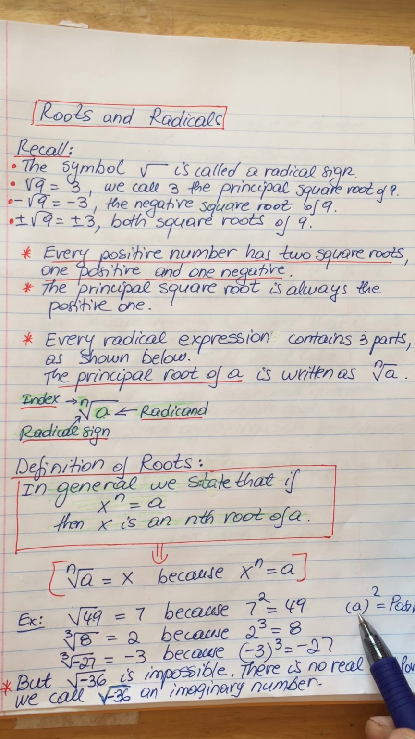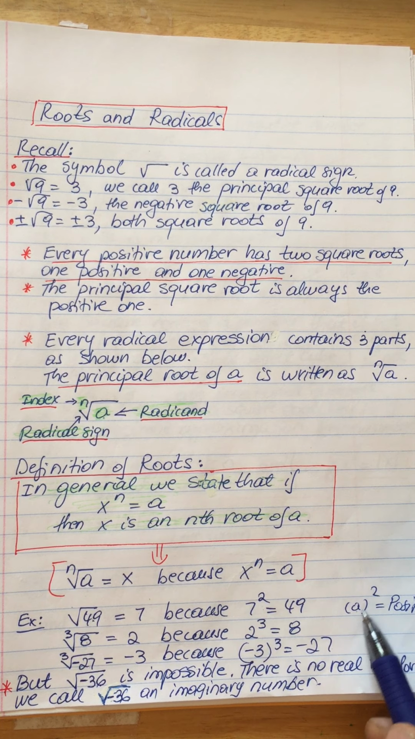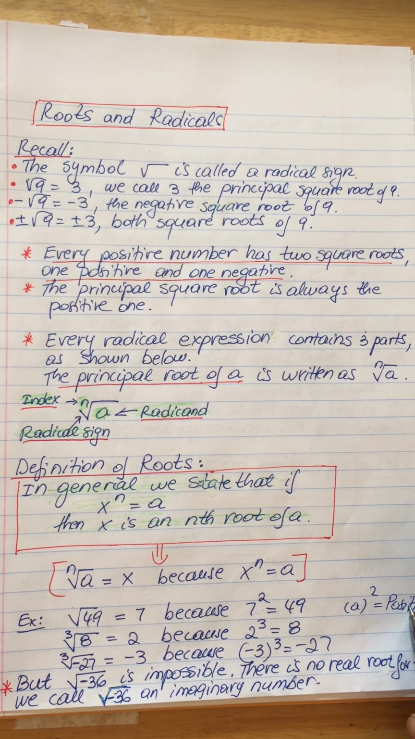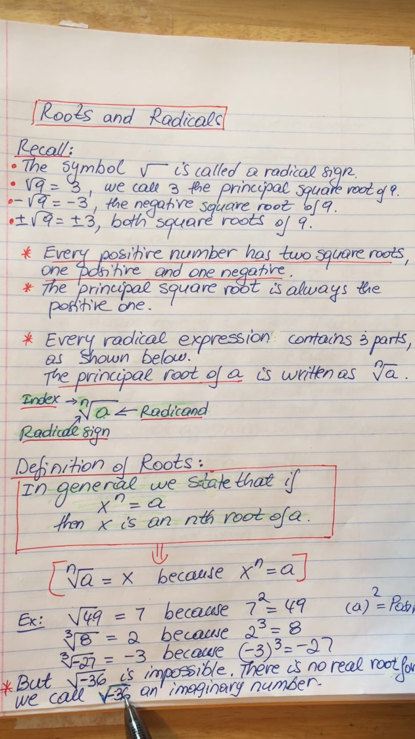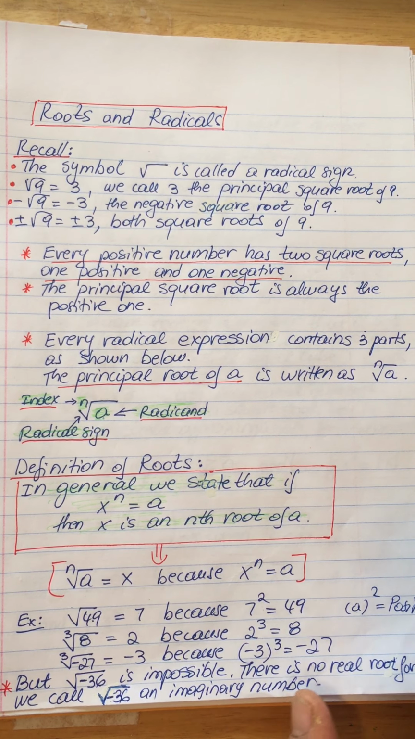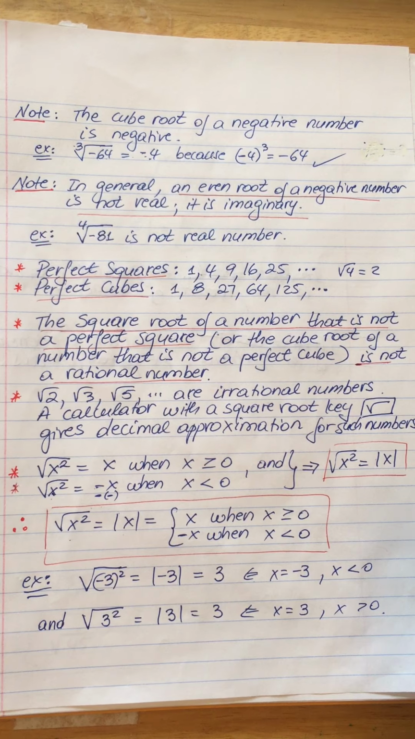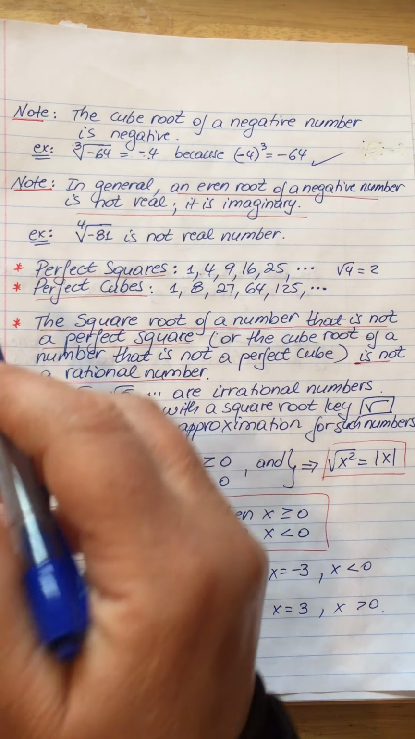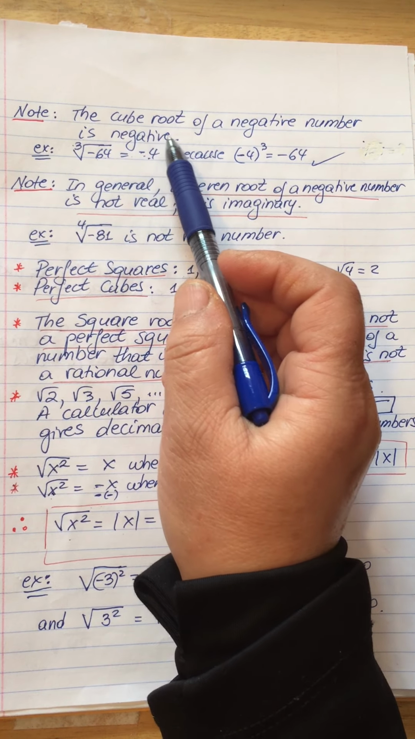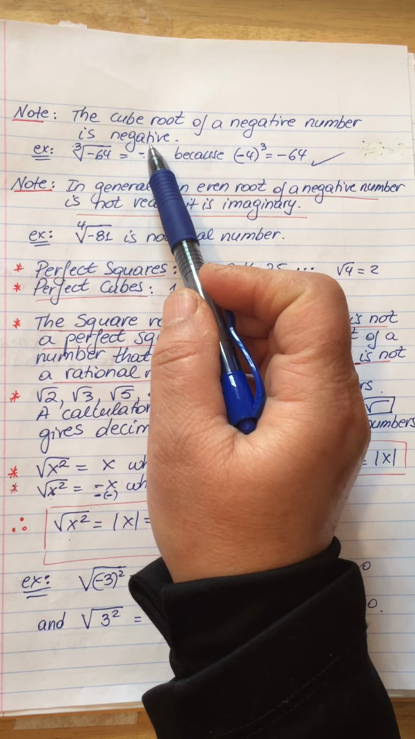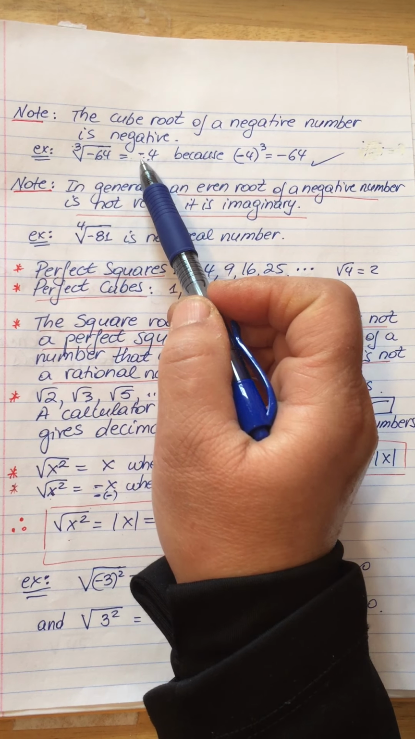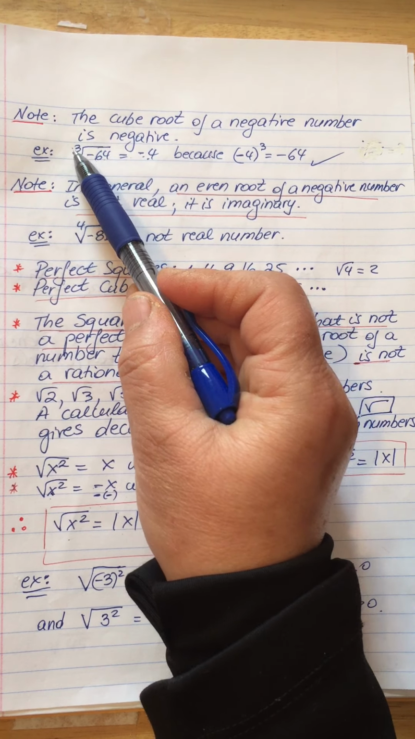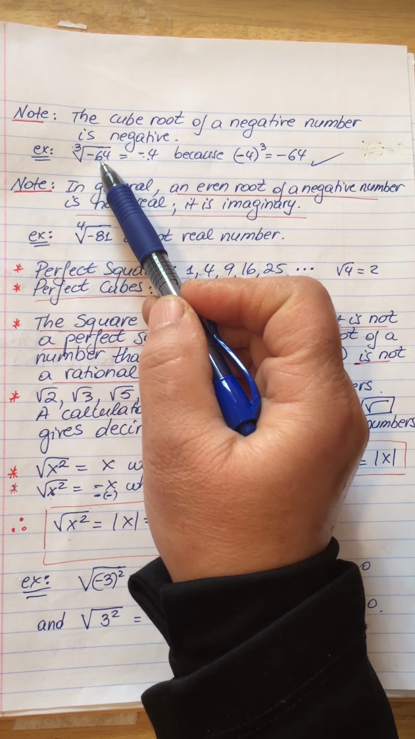For example, if a is a real number and we square this number, we'll always get a positive result. We never get a negative result as negative 36 is. So we call the square root of negative 36 an imaginary number. So again, let's recall the cube root of a negative number is negative. For example, the cube root of negative 64 is negative 4 because only negative 4 raised to the third power gives us back negative 64.